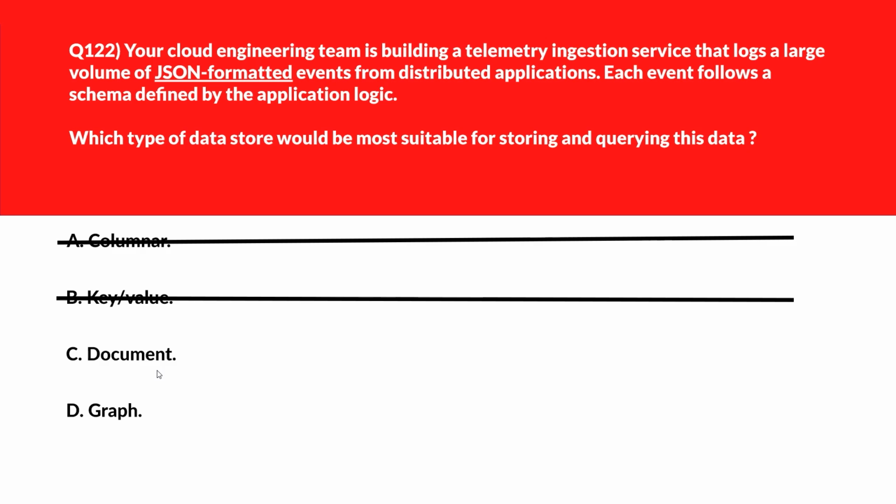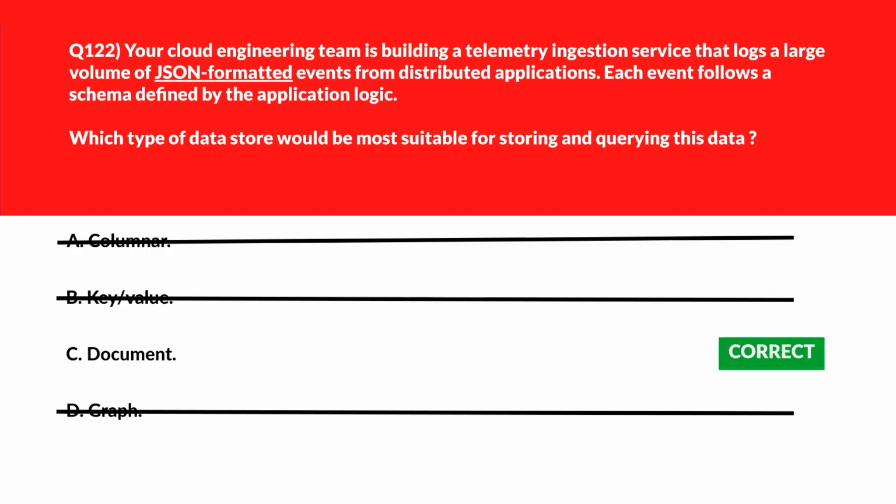C says document. Document oriented databases store JSON efficiently and support flexible schemas aligned with application defined structures. Let's keep it. We'll move to D. D says graph. Graph based databases are built to model and traverse relationships between entities, not to store or query large volumes of standalone JSON documents. We'll delete it and lock option C, document, as the right answer.